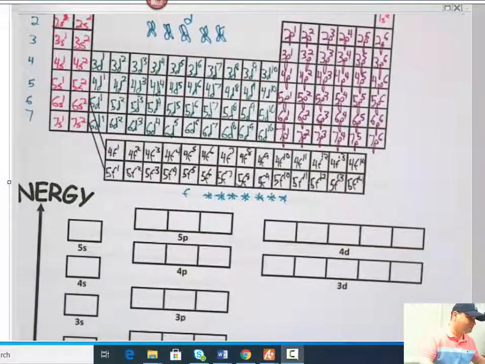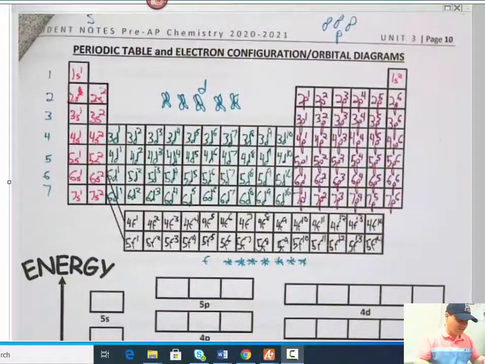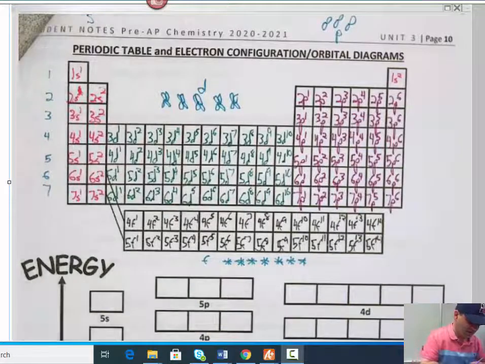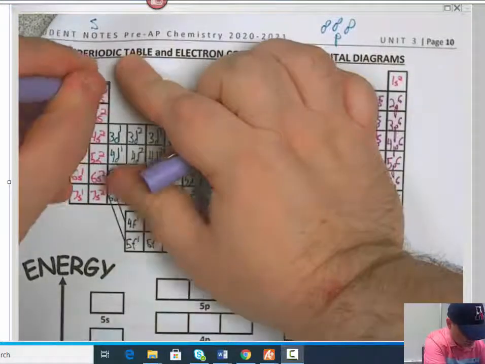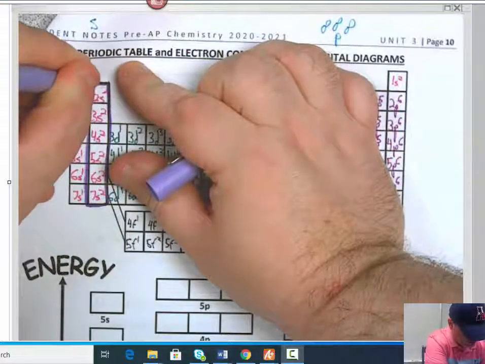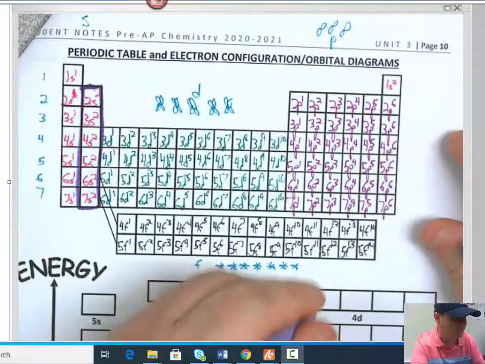Okay, now, the important groups. Alkaline earth metals, right here. These are what I call the filled sublevels here.